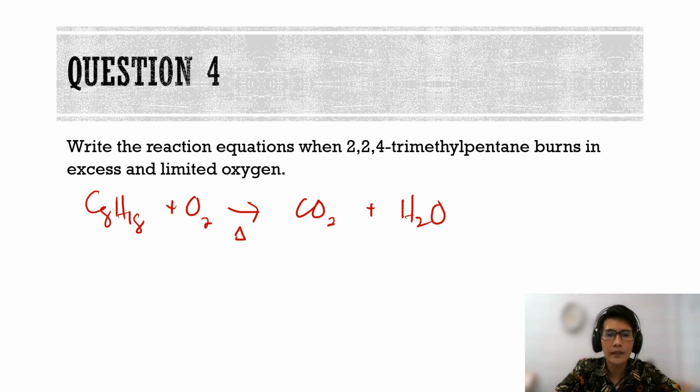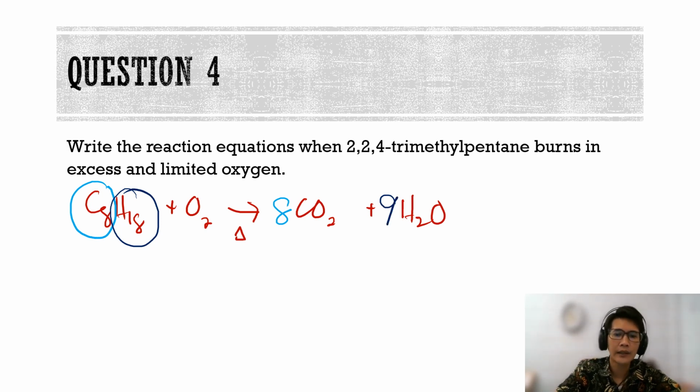Okay, so macam mana kita nak balance this equation? First kita tengok pada C. Okay, mula-mula kita tengok pada C ada 8. So we put 8 for the carbon dioxide. Okay, yang kedua kita tengok pada H. Okay, kita ada 18 of the hydrogen atom. So 18 divide by 2 means 9. So kita kena letakkan 9 water molecule.